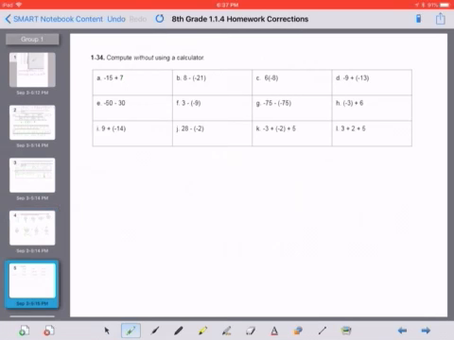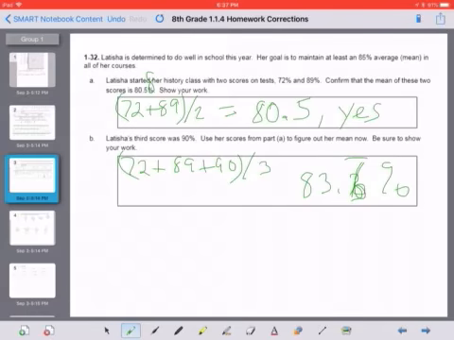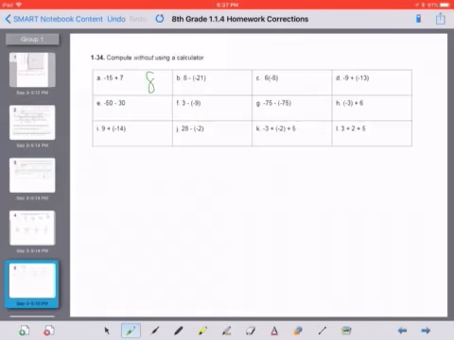The next set of problems you needed to compute without using a calculator. So to do these problems, we're adding, subtracting, multiplying, or dividing. So for part A, it's negative 15 plus 7. So I'm going to use my rule of different signs, I subtract. So I get 8.